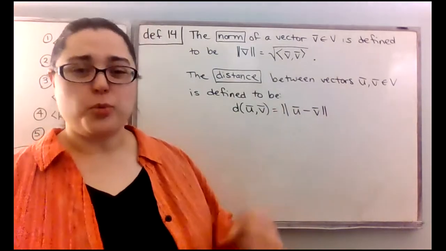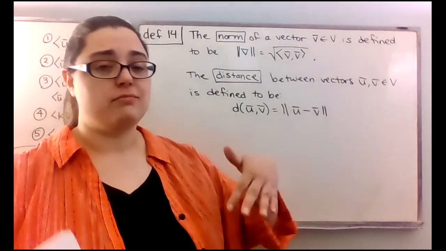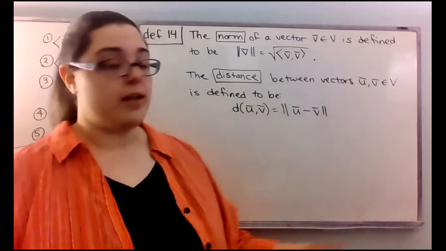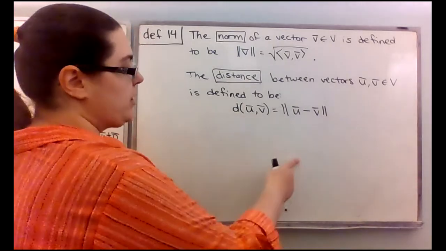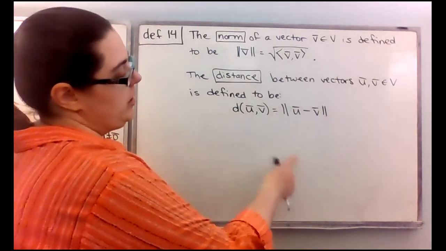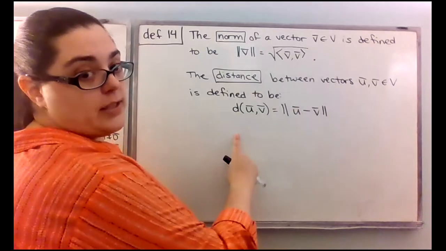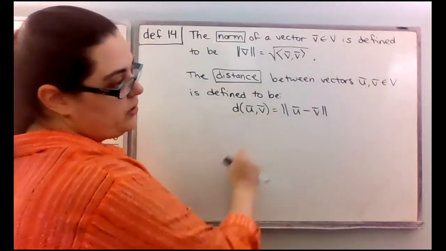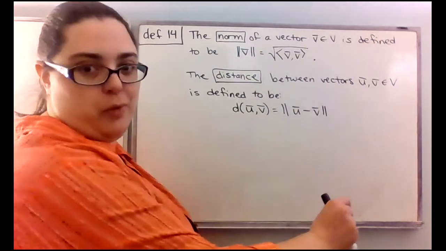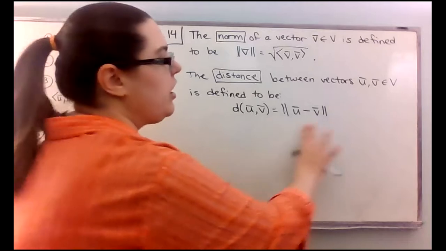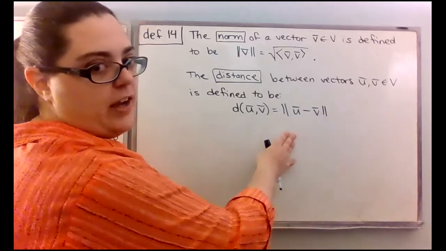And this matches what we know and love about vectors in R2, right? So if I have 2 points and I want to find the distance between them, then I can subtract the 2 points and find the square root of the sum of the squares of the components. That's essentially the generalization of that concept.